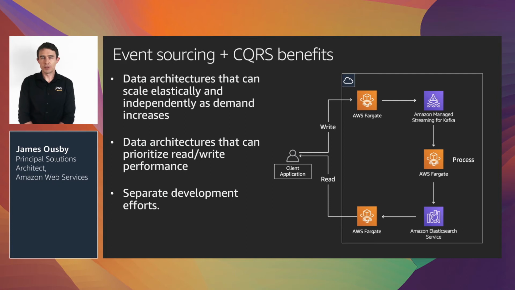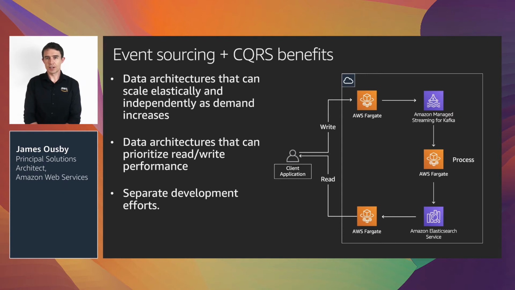And then another major benefit is event sourcing and CQRS together provide some really neat architecture benefits. So here you see an architecture diagram that is representative of the demo that you're going to see later on. So we have a set of containers that back our write path that are running in AWS Fargate. From those containers, we process the commands that come in from the client on our write path, and we store the events that are generated from those commands into Amazon Managed Streaming for Kafka.